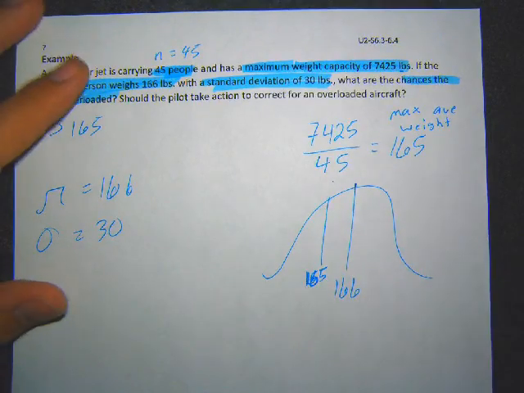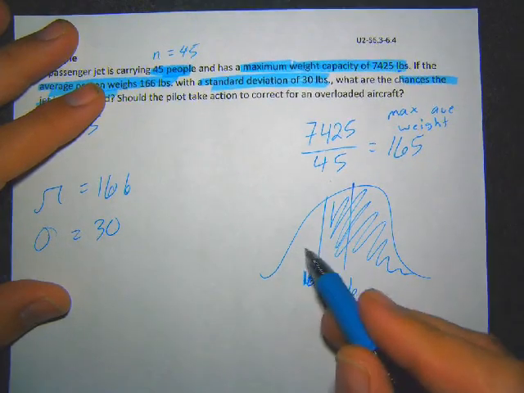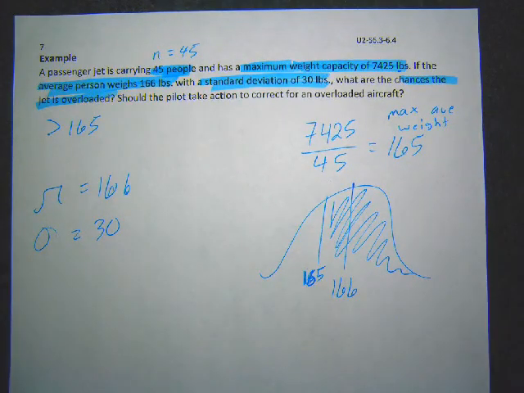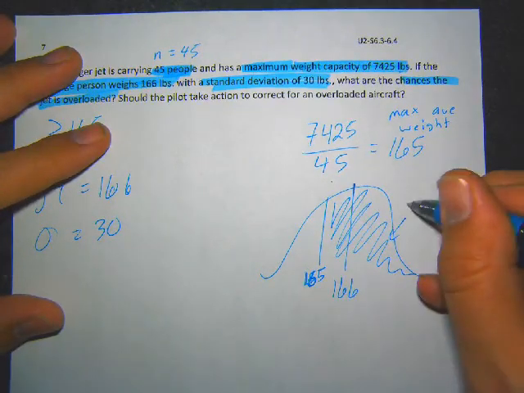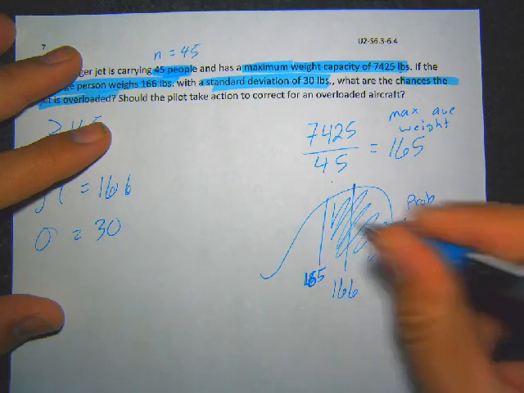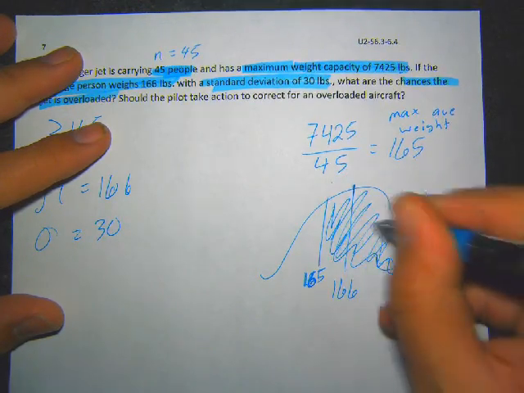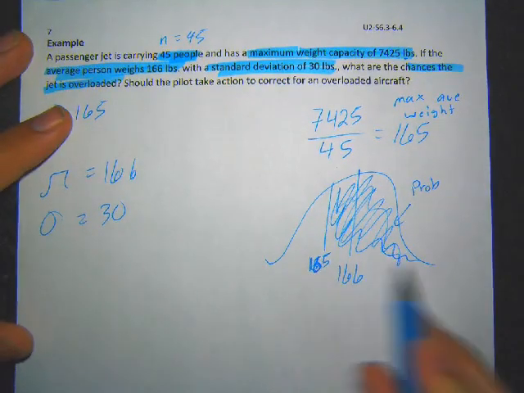And we're looking for the average weight being above 165. If they're below 165, they're safe, right? We're good. But if they're above 165, we're in trouble. So we're actually looking for this area. That's going to be our probability area. The probability for this region, this whole region here, would be 165 and above. Okay, so we're looking for 165 and up.